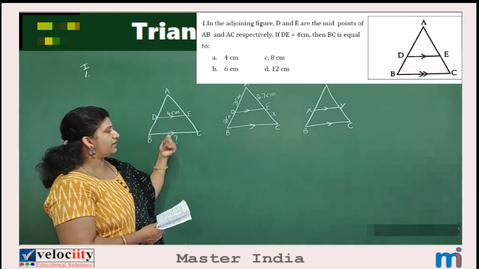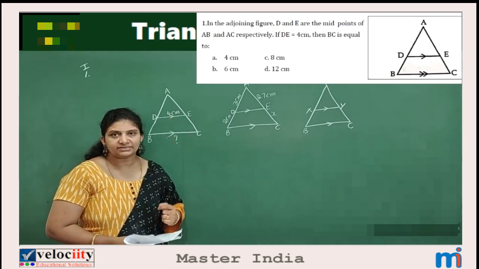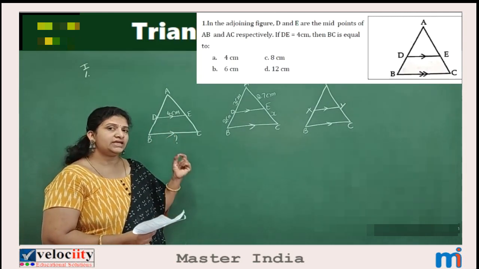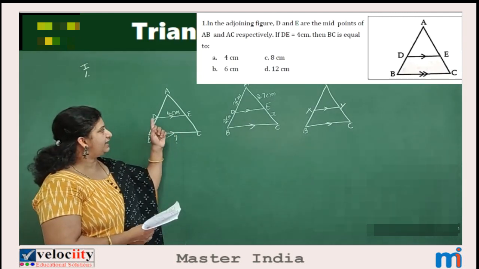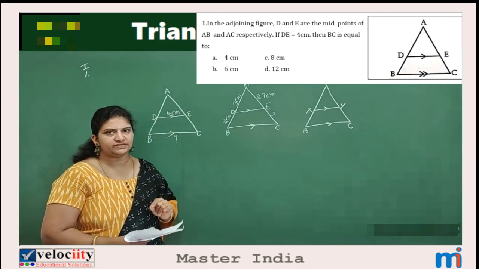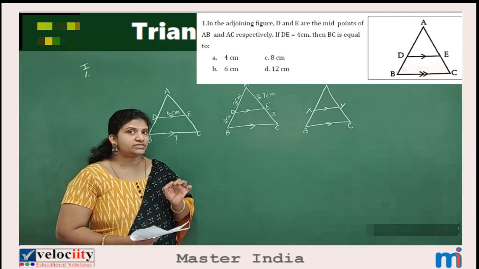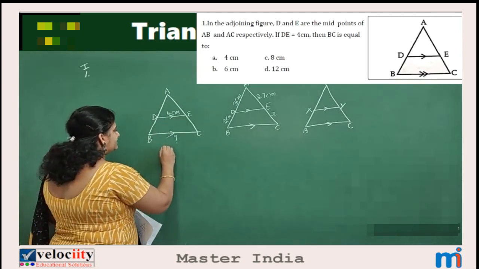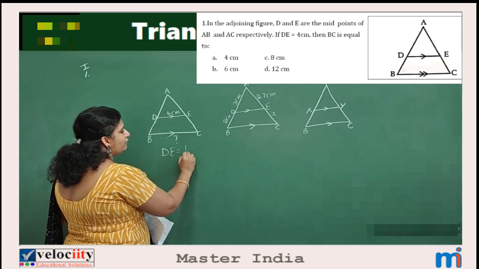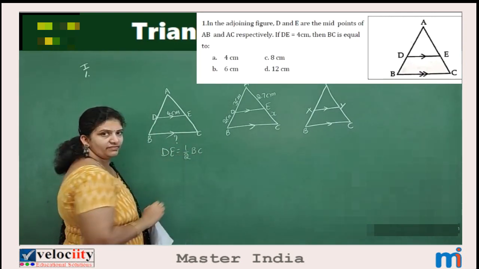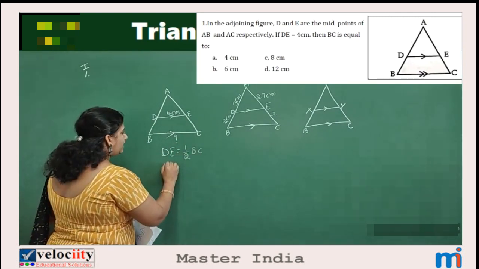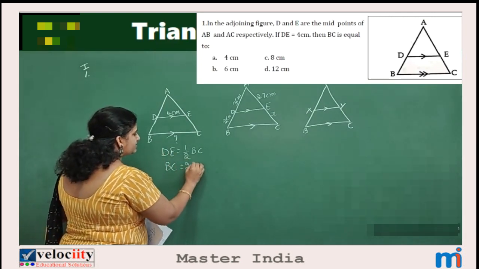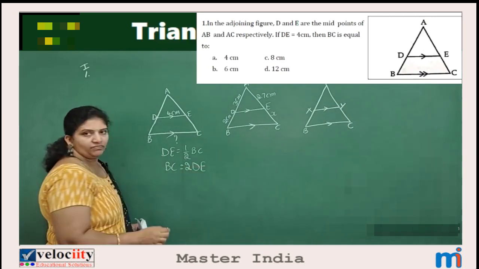And you can see the arrow mark. This mark indicates that DE is parallel to BC. If DE is parallel to BC and D and E are midpoints, you can remember by using the midpoint theorem. What can you say? DE is half of BC. Is it? And if you need BC, you can send this to the other side. That means 2 times DE.